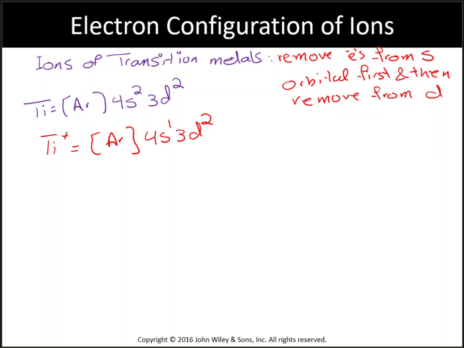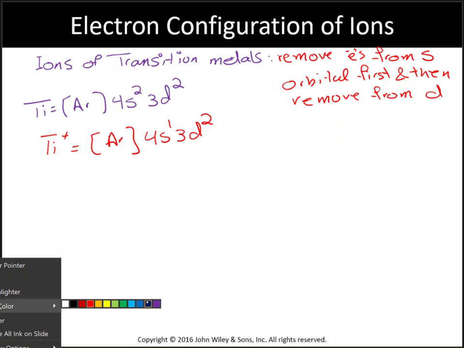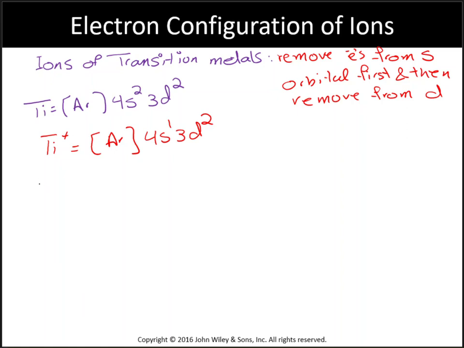So in order to write the correct electron configuration of transition metals, it's very important to write the electron configuration of the neutral metal first, and then remove the electrons. What do I mean? Let's say you want to write the electron configuration of titanium 3+. Based on the electron configuration, to remove 3 electrons, you remove 2 from the 4s and 1 from the 3d. So this is going to be the electron configuration of titanium 3+.